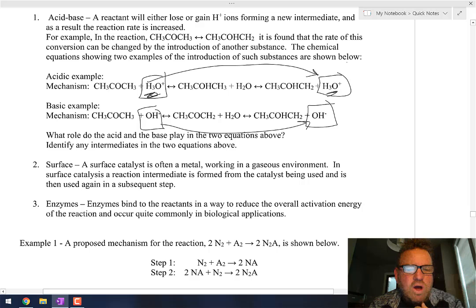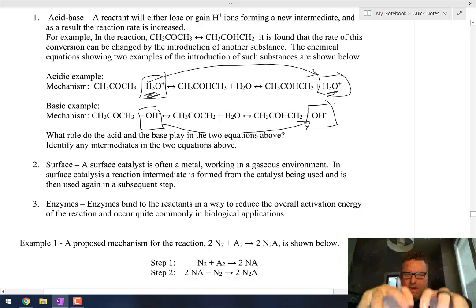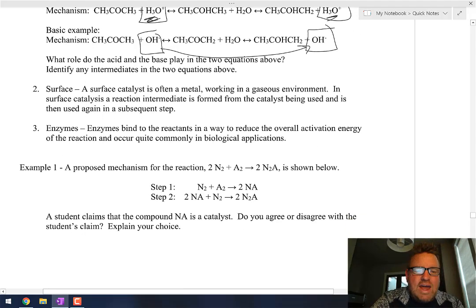Okay, and then the final one is biological. Inside your body, you have these things called enzymes. And enzymes are catalysts that reduce the overall activation energy of the reaction by providing a site where molecules can come in and basically land and then break apart easier because of that enzyme. So you've got acid-base, you've got surface, and you've got enzymes. Again, you don't need to memorize that. Just know that those are some different types of catalysts.